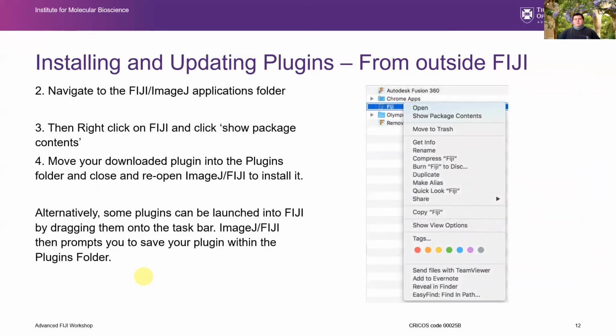Next, you can navigate to your FIJI or ImageJ applications folder. If you're on a Mac, you can go in and say show package contents, or you can navigate directly there if you're on Windows. Move the downloaded plugin into the plugins folder within there. You'll have to close and reopen ImageJ for it to be installed. Some plugins can also just be launched into FIJI by dragging them onto the taskbar, and then FIJI will prompt you to save that plugin into that folder.